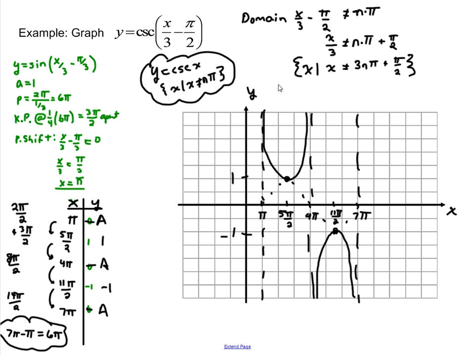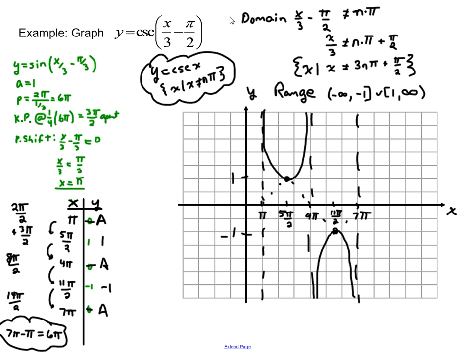Okay, but wait, there's more. The range. What is the range? Well, the range in this case is essentially unadjusted from what it would be without any change in the value of a. Our range goes from negative infinity to negative 1, including negative 1. That's what happens as we look at the y values here along this axis. Union with the set from 1 to positive infinity.